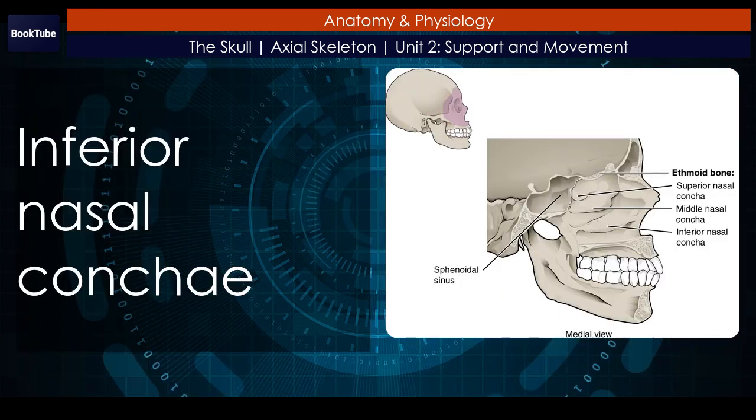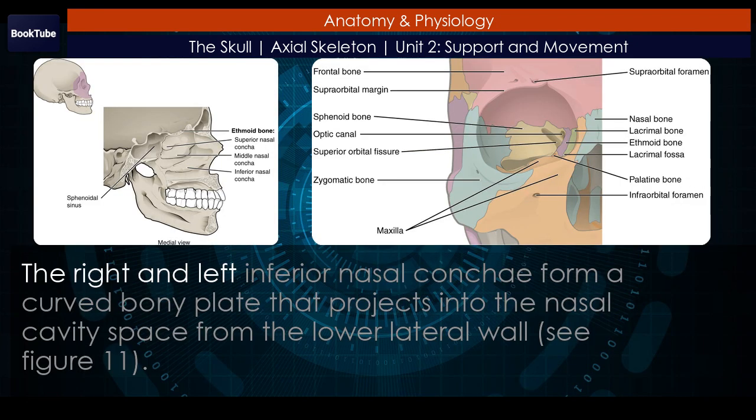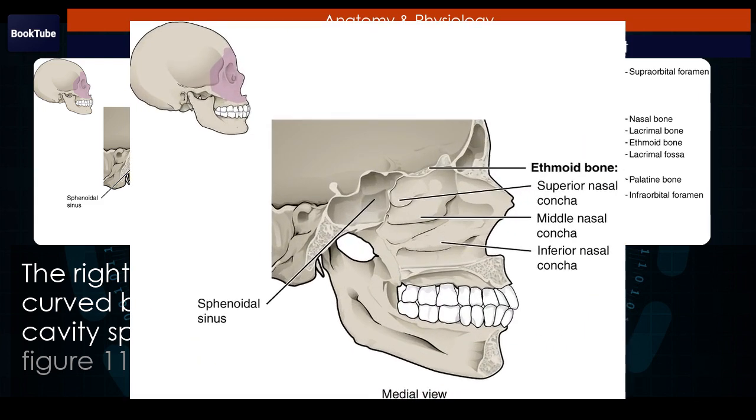Inferior nasal conchae. The right and left inferior nasal conchae form a curved bony plate that projects into the nasal cavity space from the lower lateral wall. See Figure 11.